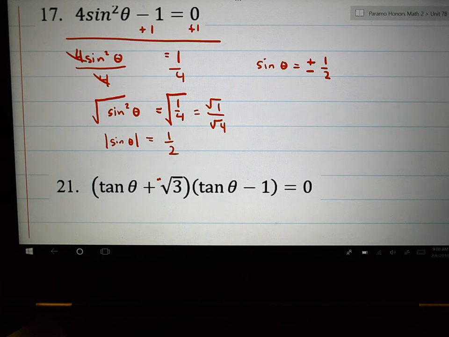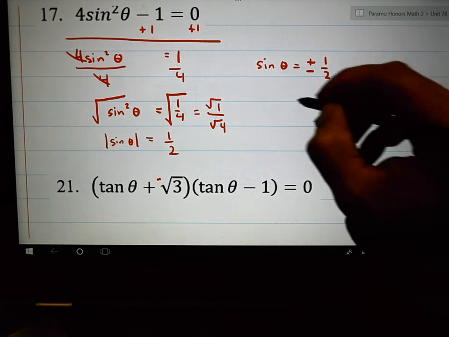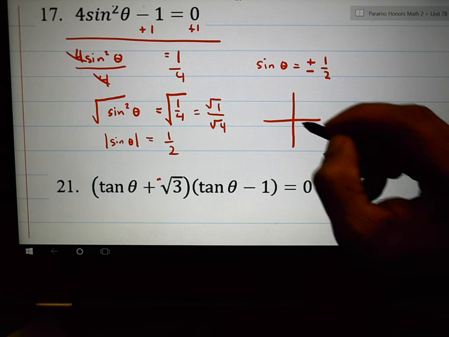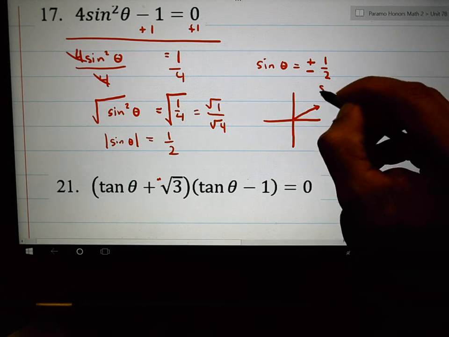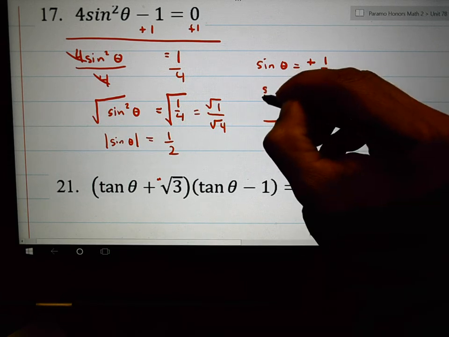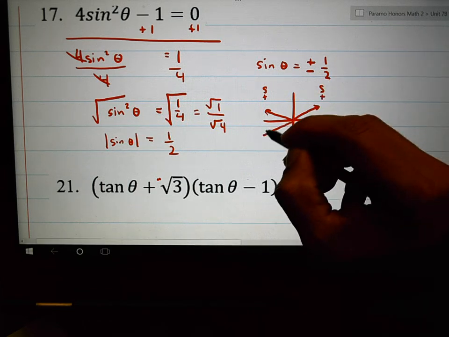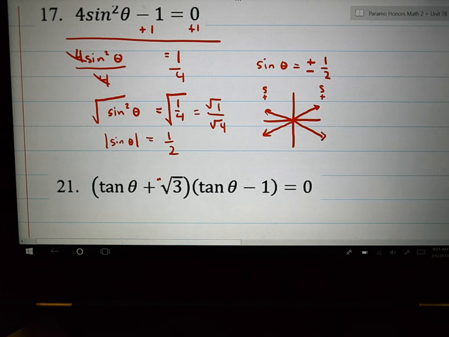How come? Let's just draw a quick thing right here. What quadrants is the sine positive in? I'll put S is positive and S is positive. So I have those possibilities. And is the sine of theta also equal to a negative 1 over 2? So those are in quadrants 3 and 4. So guess what? This answer is going to have 4 answers.